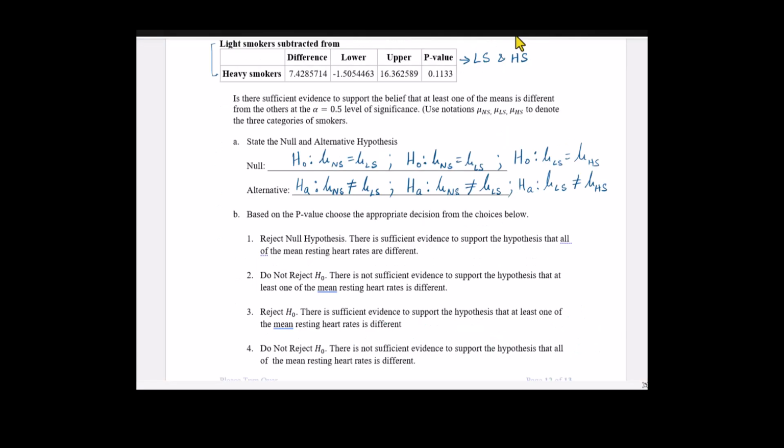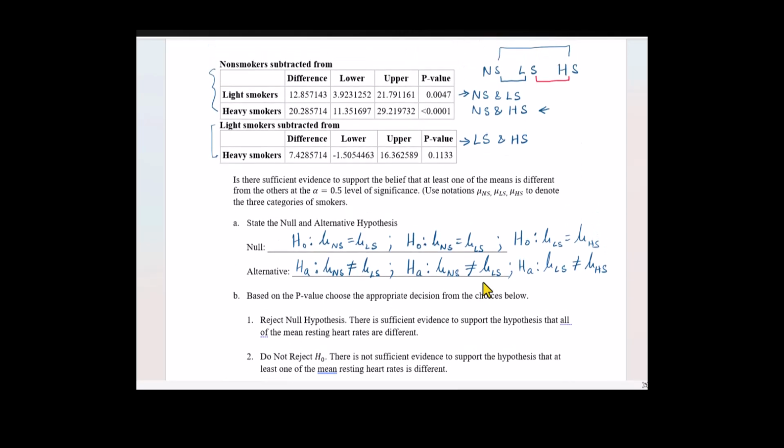All right. Now the next part of the question says, based on the p-value, choose the appropriate decision from the choices below. So we have these four options given to us. We have to choose one of them, but let's go up to the table and just look at the values to determine whether the decision should be a reject or a do not reject null hypothesis. So I'm going to go up here and look at the values on the table. All right, so let's look at the non-smokers and light smokers first.